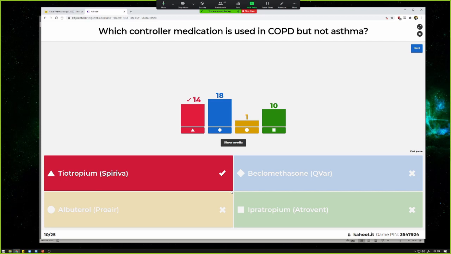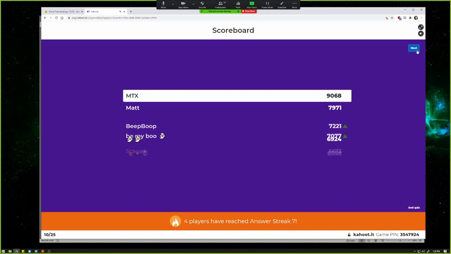Now, beclomethasone, a steroid, you can use it for both, absolutely. Albuterol, ipratropium, those both are not controller medications, right? Those are fast-acting medications used to treat an acute exacerbation of their COPD or their asthma, right? So keep in mind what the drugs are being used for and how they're used differently between the two conditions. There are some slight differences there, and you should be able to pick out those points of articulation there. All right.